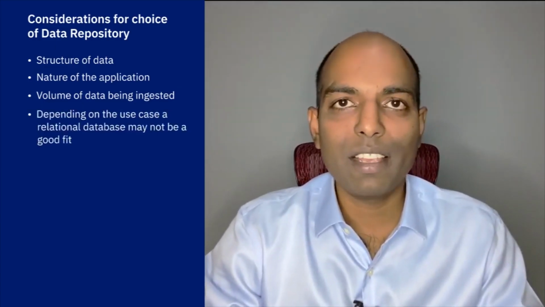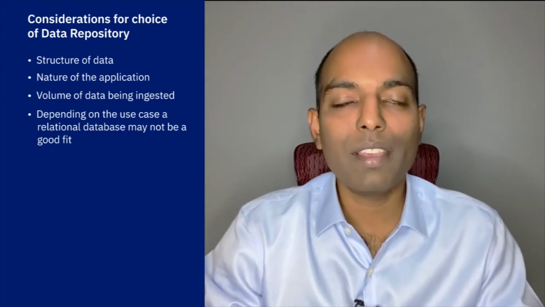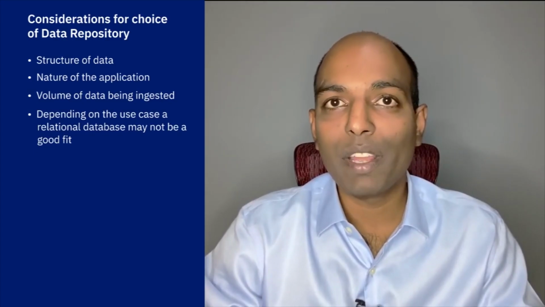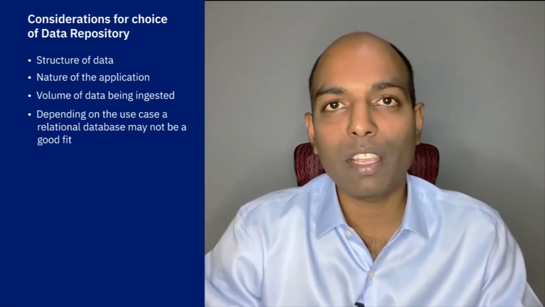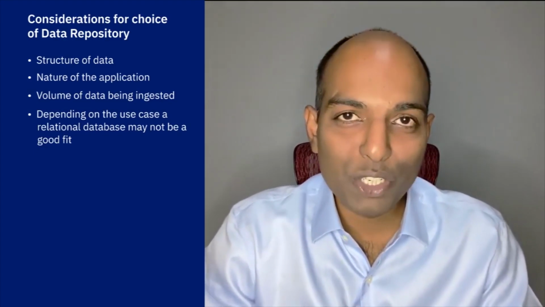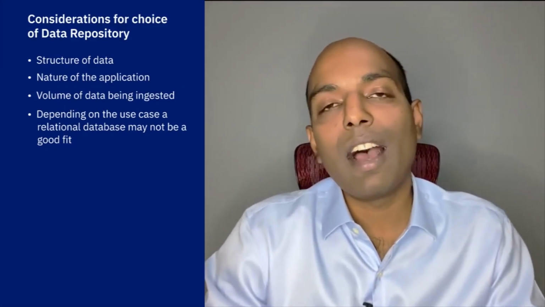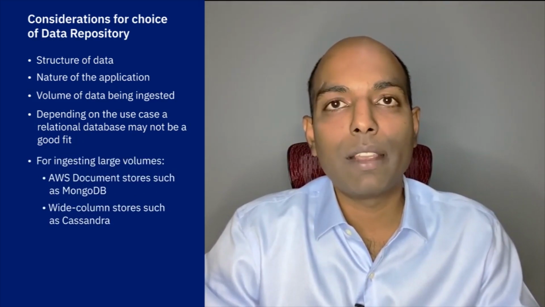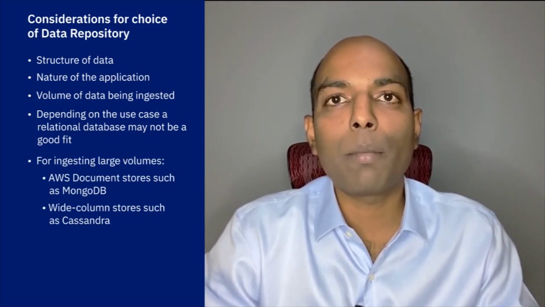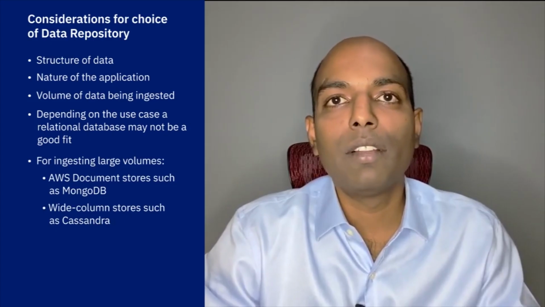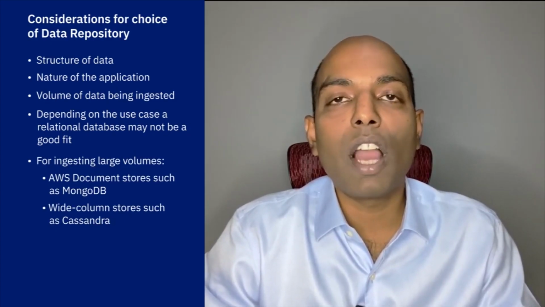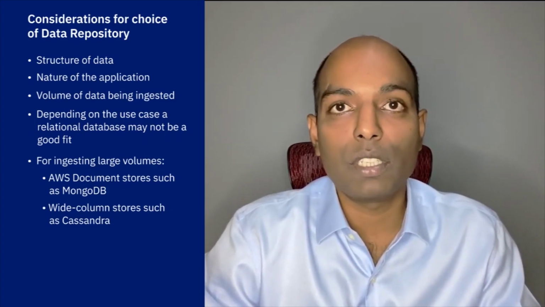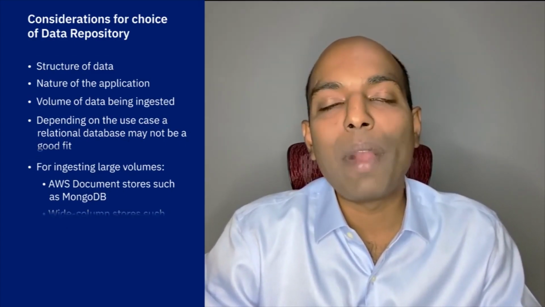In most cases, a relational database should be enough. However, there will be edge cases where relational databases such as IBM DB2, Oracle, or Postgres won't necessarily do the job for you. In those cases, depending on the use case, for example, if you're ingesting gigabytes or terabytes of data per day, then document stores such as MongoDB or wide column stores such as Cassandra might be a good fit for you.